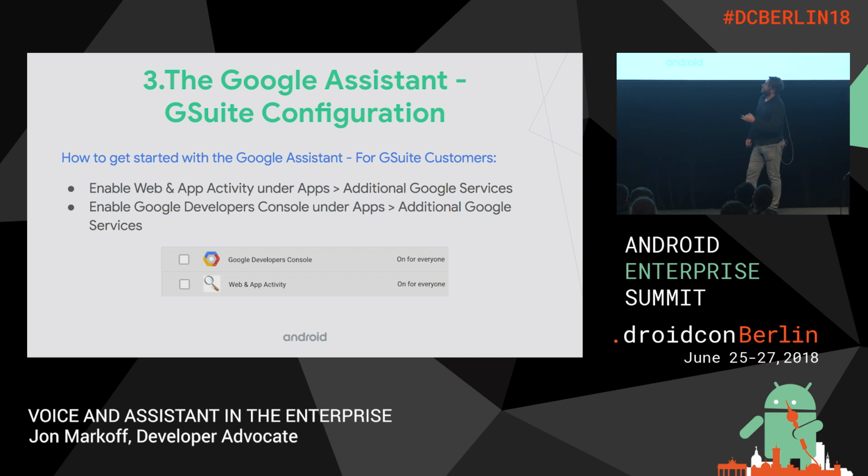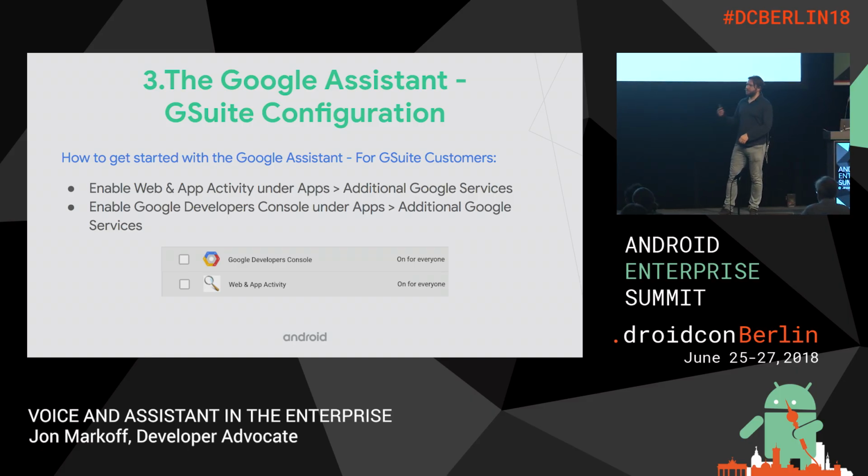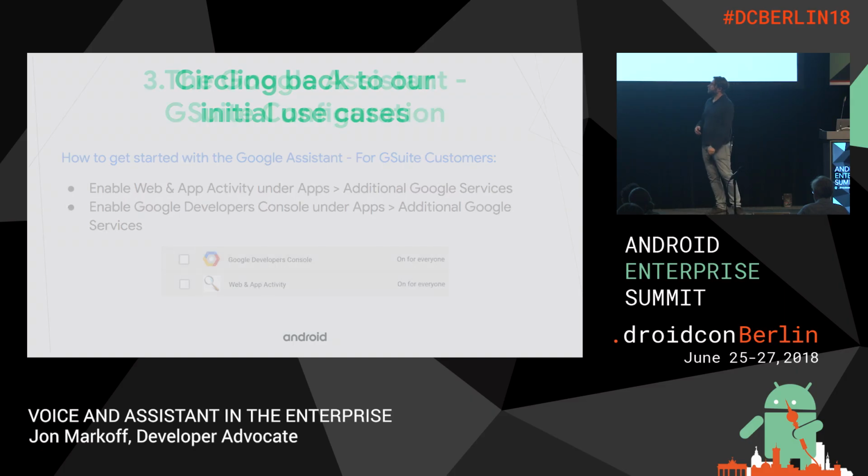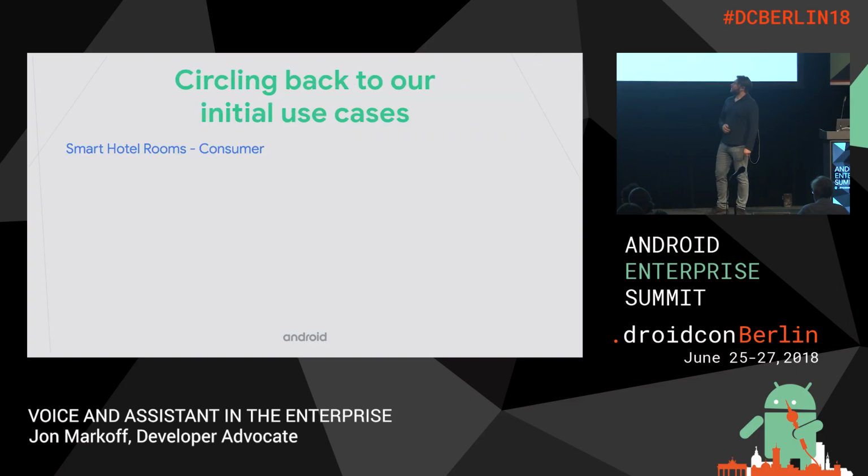But this is important. A nice thing about using Google Assistant as well is in the Actions console, you can give access to groups of users instead of just individual users. Currently, the Assistant does require a Google account. So this means that in some way, shape, or form, your users will need to have a Google account that maps to their corporate identity. So circling back, we started off talking about building a smart hotel.